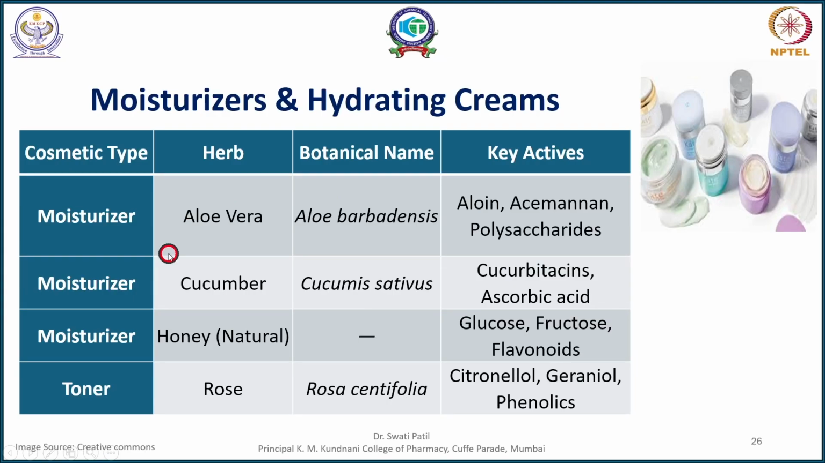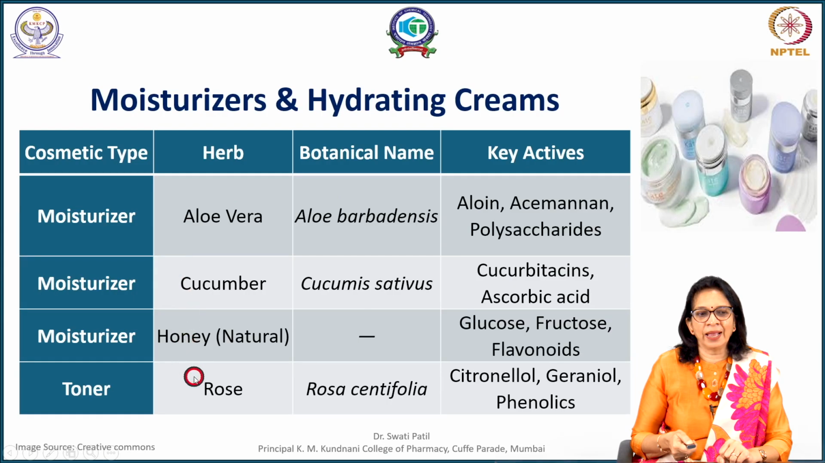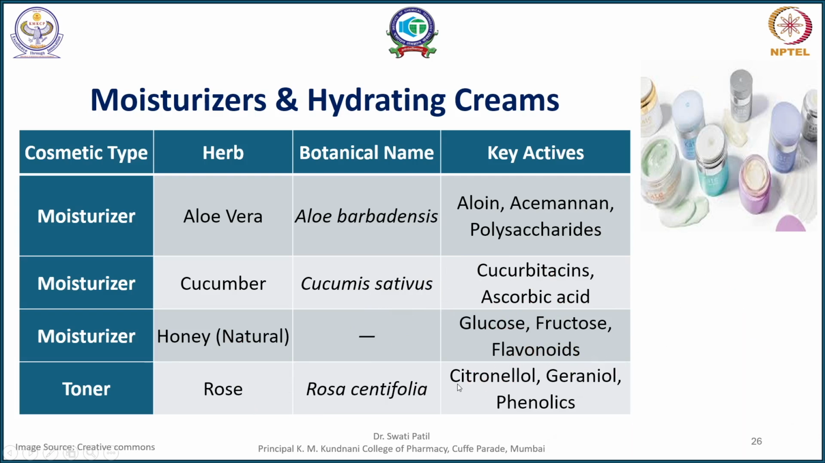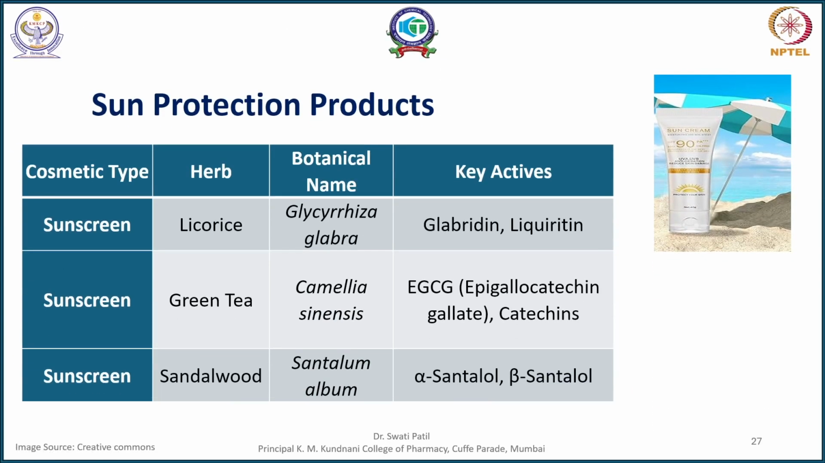Moisturizer: aloe vera, cucumber, honey and rose are used as moisturizers and toners. Aloe vera has aloin, cucumber has ascorbic acid, honey has glucose and fructose and flavonoids. Rose is known to contain bioactives like citronellol, geraniol and a lot of other phenols.